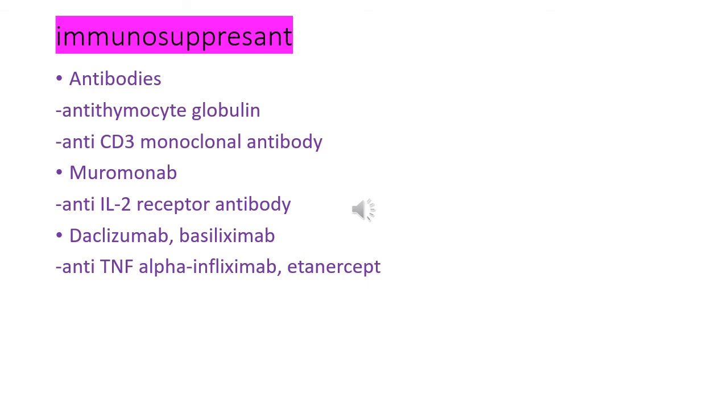Next, immunosuppressants are antibodies: anti-thymocyte globulin, then anti-CD3 monoclonal antibody. That is, the anti-CD3 monoclonal antibody is one that binds to CD3 on the surface of T cells. They are immunosuppressant agents. Then muromonab, then anti-IL-2 receptor antibodies. IL-2 means interleukin-2. It is a type of cytokine signaling molecule in the immune system. Then daclizumab, then basiliximab, then anti-TNF alpha: infliximab and etanercept.